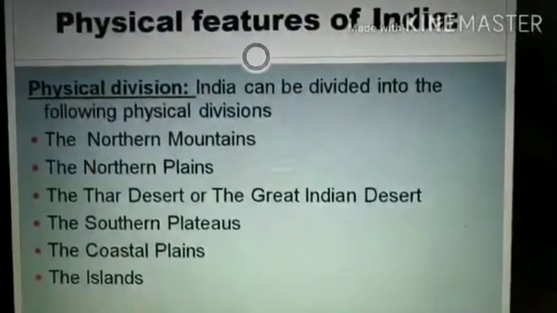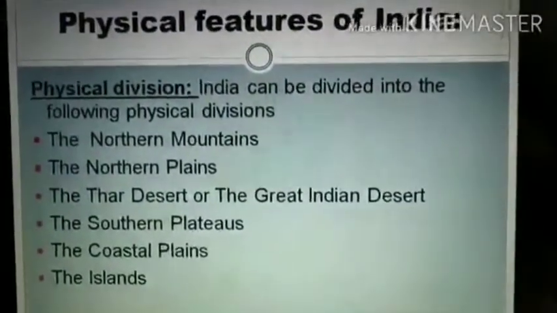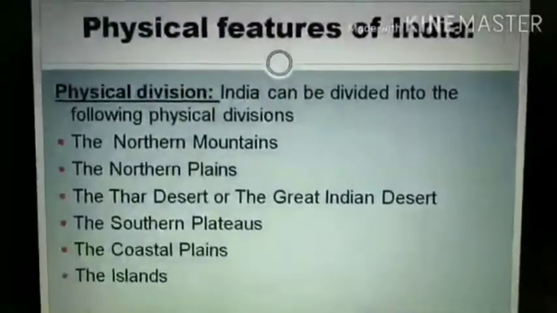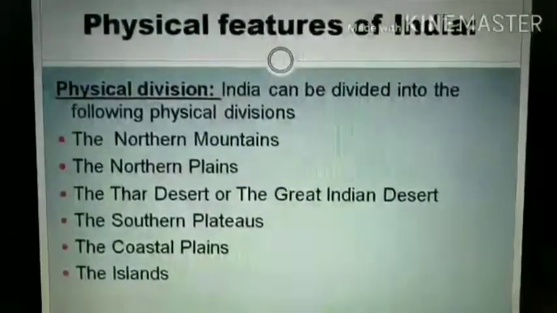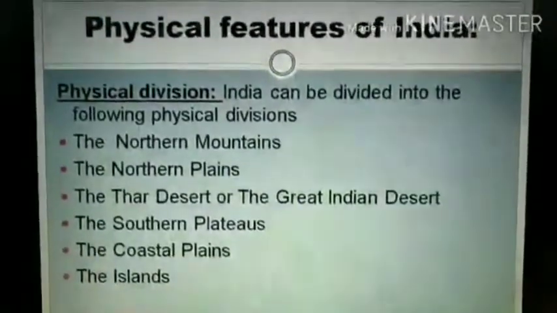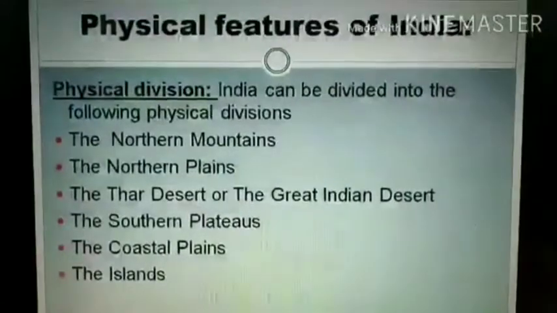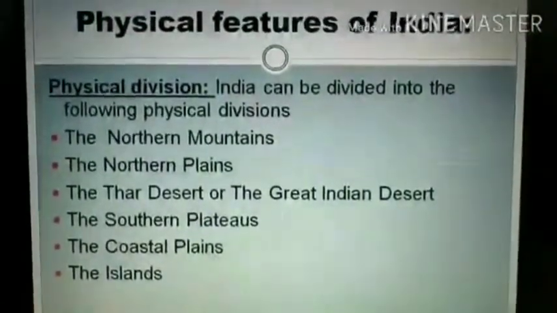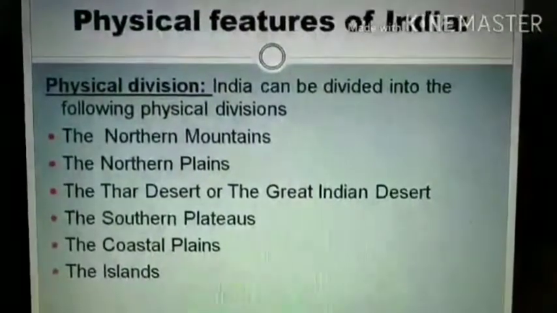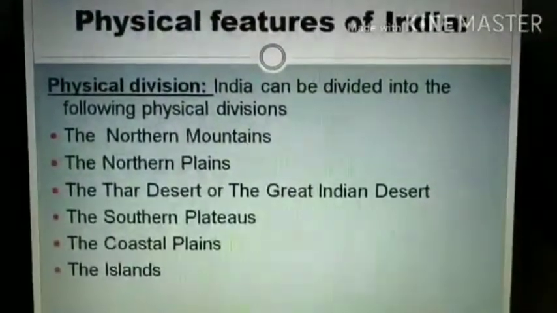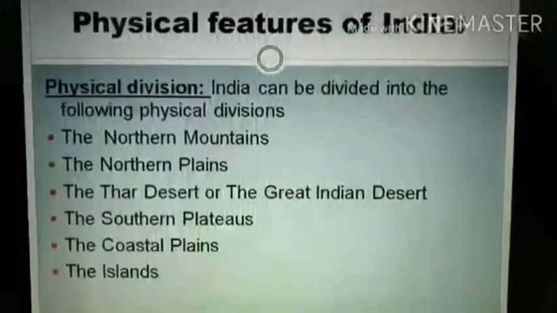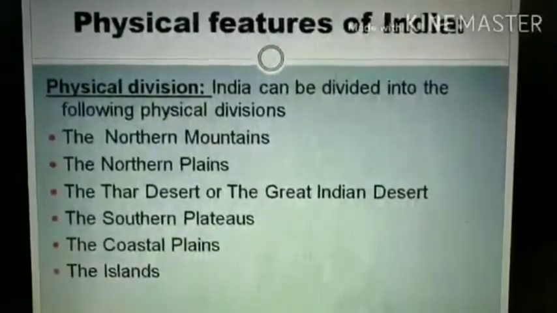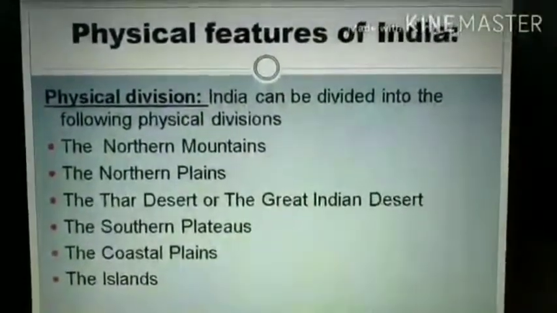So, physical division, India can be divided into the following physical divisions. There are 6 physical features of India. Number 1, the northern mountains. Number 2, the northern plains. Number 3, the Thar desert or the Great Indian Desert. Number 4, the southern plateaus. Number 5, the coastal plains. And number 6 is the islands.